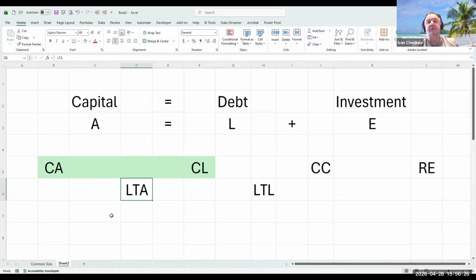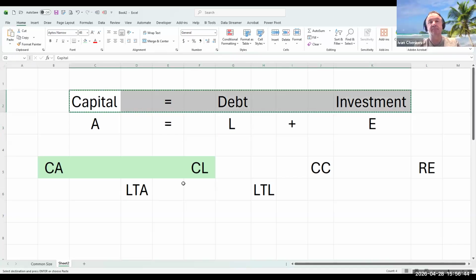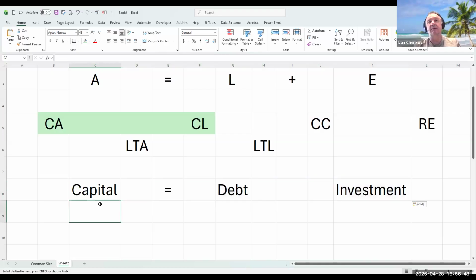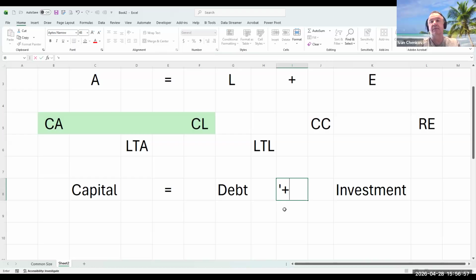On the long-term assets, we saw last time about the capital, which helps us generate revenue over a long period of time, usually over the life of the long-term assets that we have, based on their useful life. Now we come to the point, let's copy this one. We come to the point that, again, capital or asset is equal to debt plus investment.